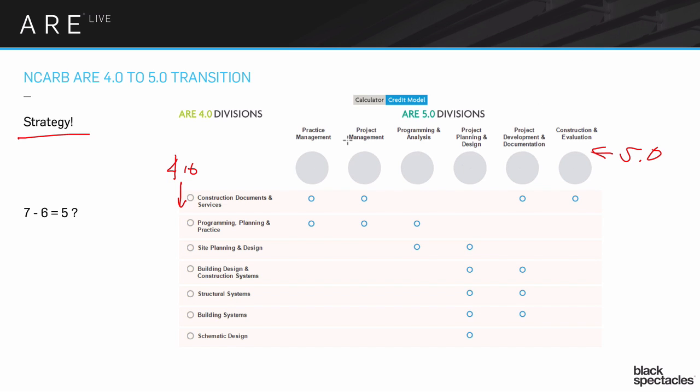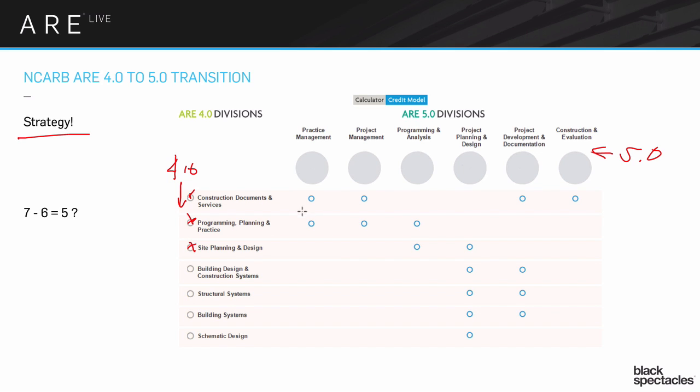If you're somewhere in the middle and you might be able to finish in 4.0, but you're not really sure, then there's a specific way that you should absolutely start this as a process. So the first three that you should absolutely take if you're taking it in 4.0, starting now essentially, is construction documents and services, program planning and practice, site planning and design.